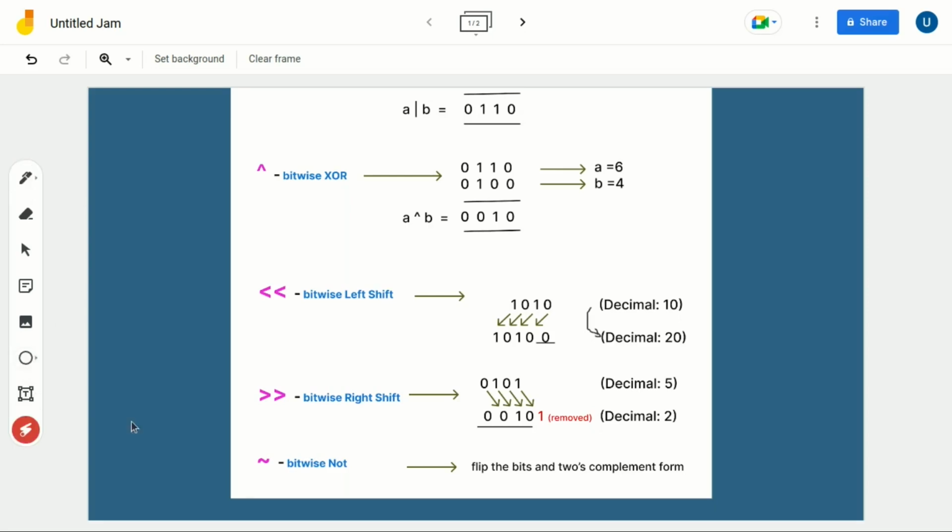The bitwise right shift moves the operand to the right side and the rightmost bit always gets removed. So the decimal 10 became decimal 2.